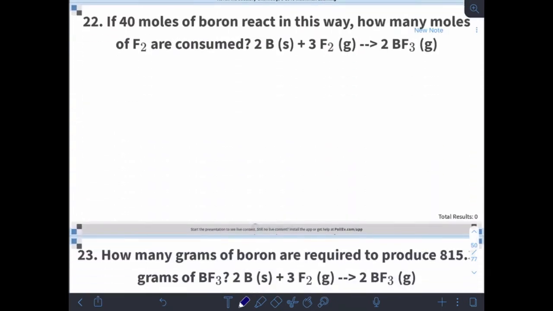If 40 moles of boron react in this way, how many moles of F2 are consumed? Now I want to remind you about how these videos work. When we come up to these questions, it's best for you to pause the video, try to work out the problem yourself, and then come back and see how this goes.